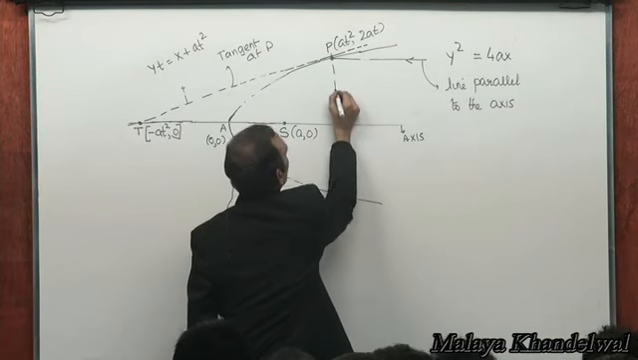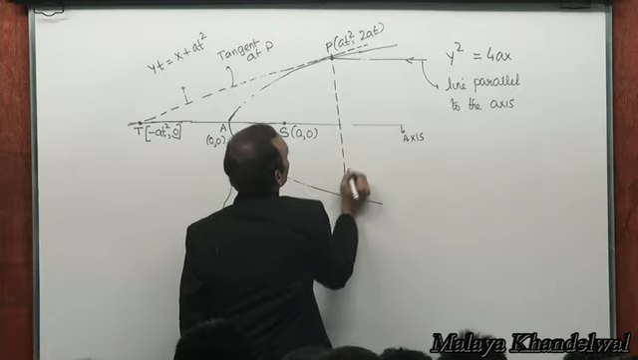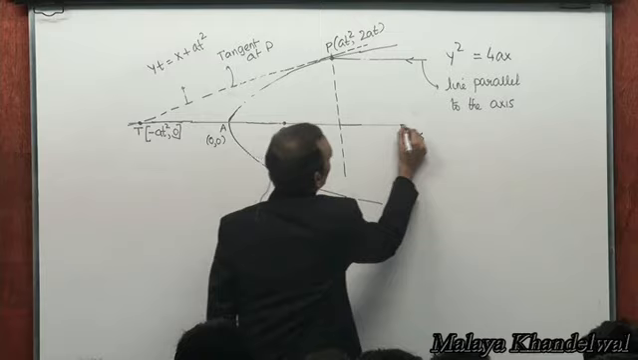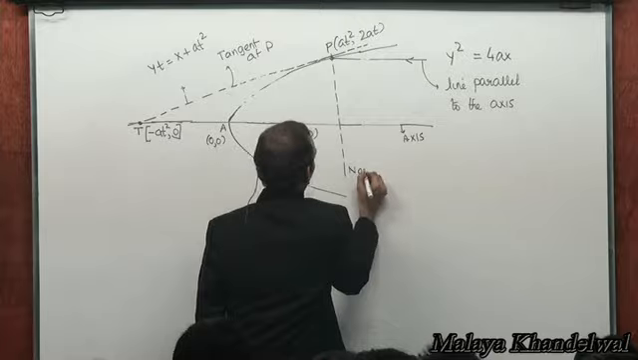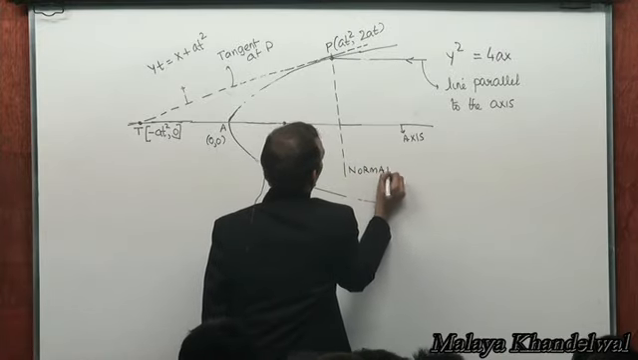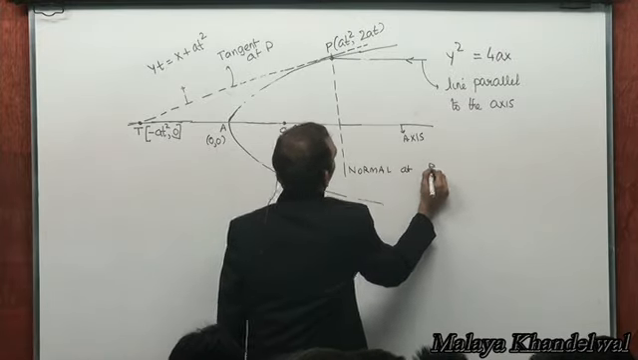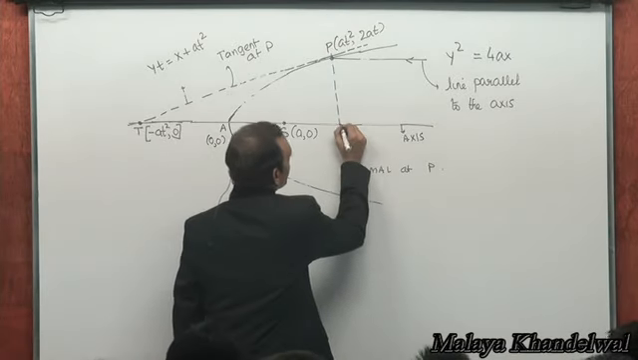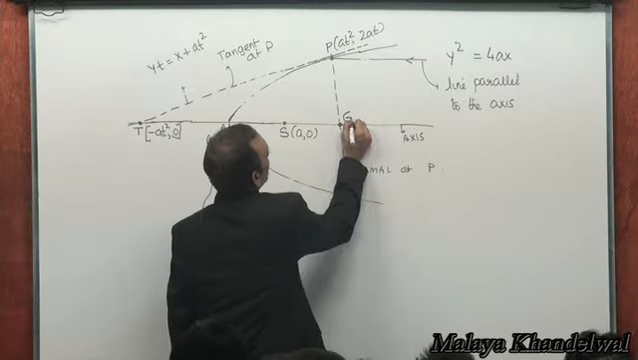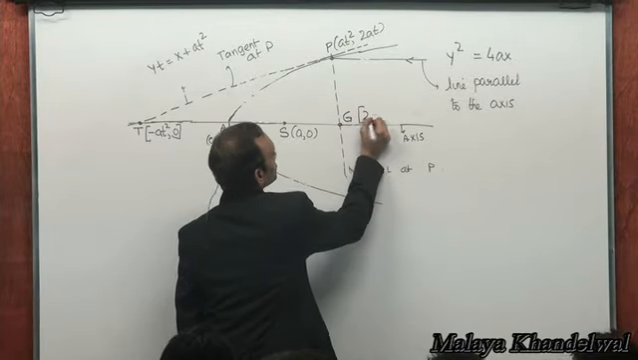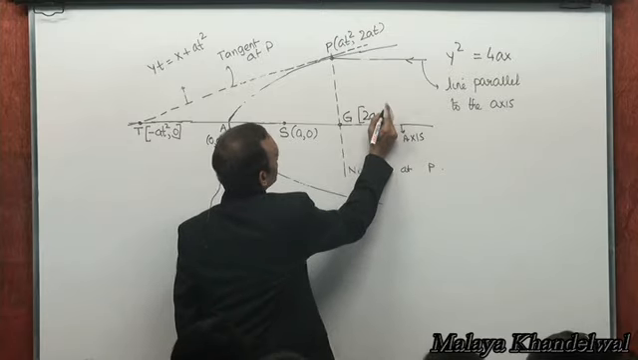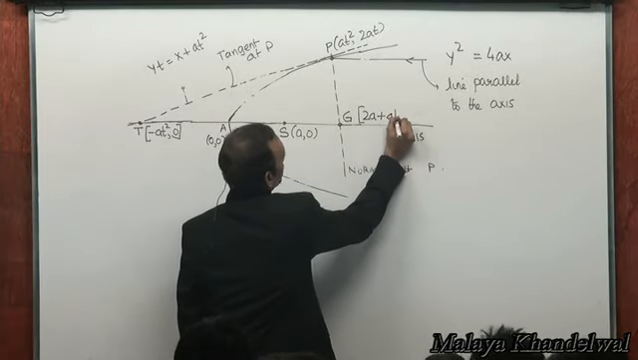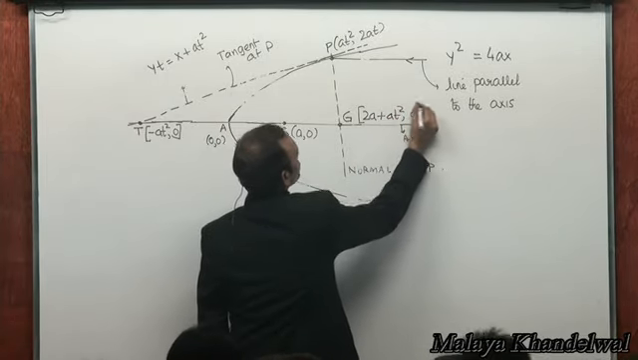Suppose this is a normal at P. I told you that it intersects the axis at G, a result which I mentioned some time back. (2a plus at squared, 0) is where the normal at P meets the axis.